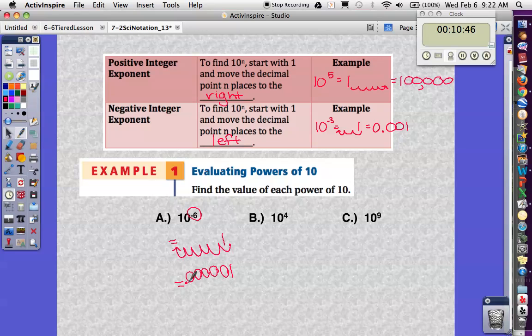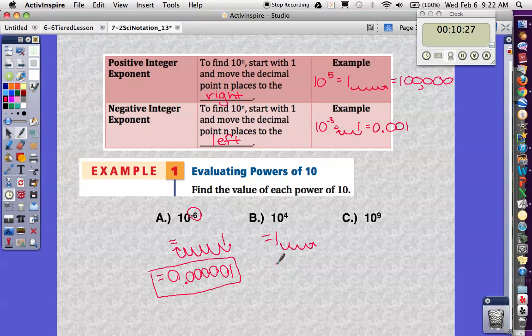There's my decimal place, and I'm going to move my equal sign over a little bit so that I can add in that 0 to hold that decimal up. The next one, 10 to the 4th. So positive exponent, I'm going to start with the 1. My decimal is always after the number if you don't see it. Moving it 4 places to the right now.